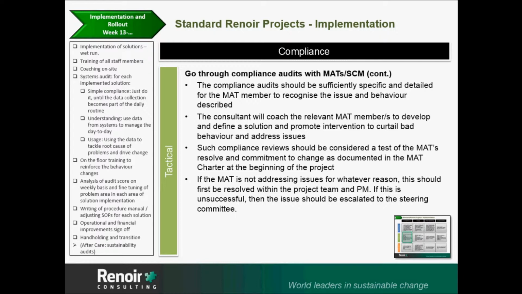If the MAT is not addressing issues for whatever reason, this should first be resolved within the project team. If this is unsuccessful, then the issue should be escalated to the steering committee.